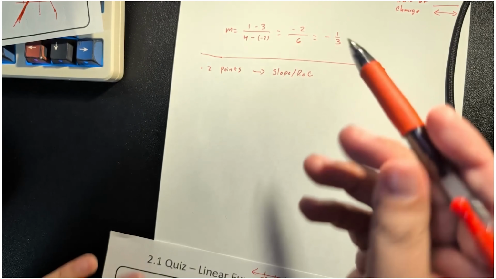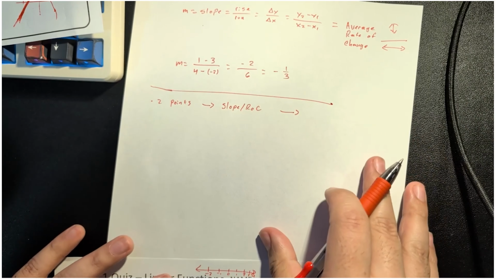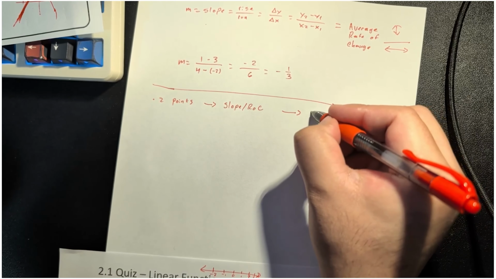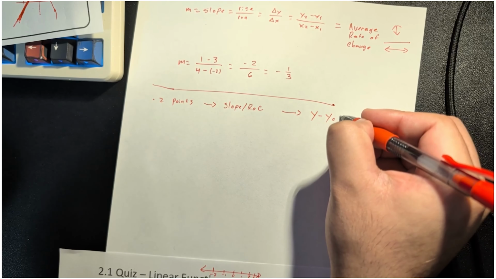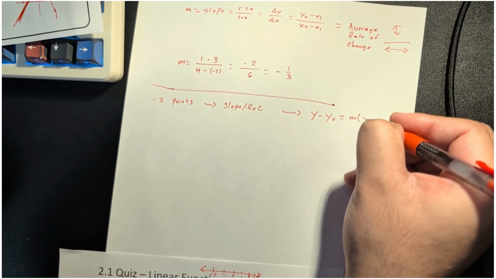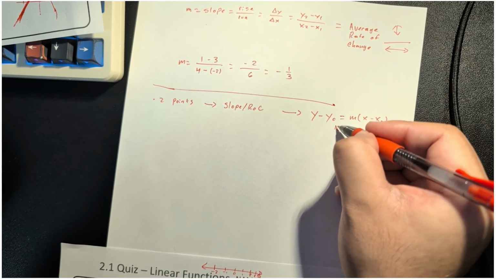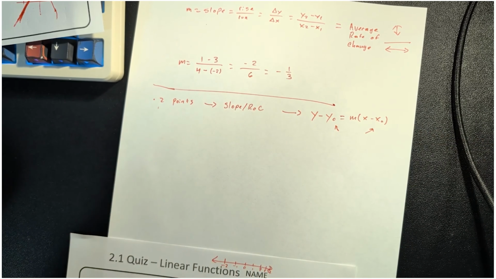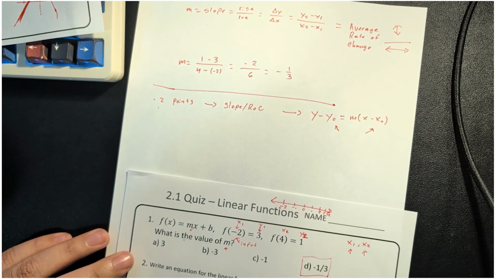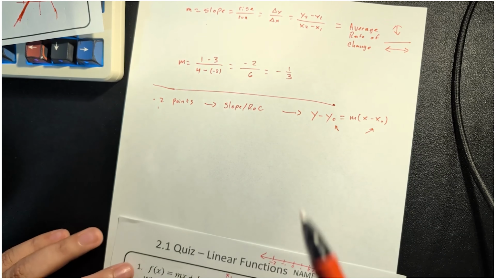Let's do that. And then after we find that, we're going to apply the point slope formula, which is y minus y naught is equal to m times x minus x naught. All right, and this could be any point, any of the 2 points. Okay, so let's find our m.